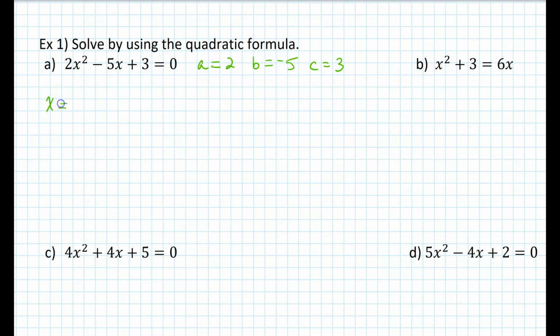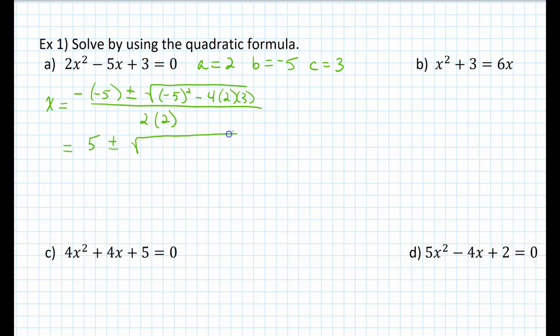So x is equal to -5 plus or minus the square root of -5 squared minus 4 times 2 times 3 all over 2 times 2. And now we just need to simplify. So double negative, that becomes a +5 plus or minus the square root of, we get 25 minus 24 all over 4. Can we already tell how many solutions and what kind we're going to expect? Yeah, 2, and they will be real.